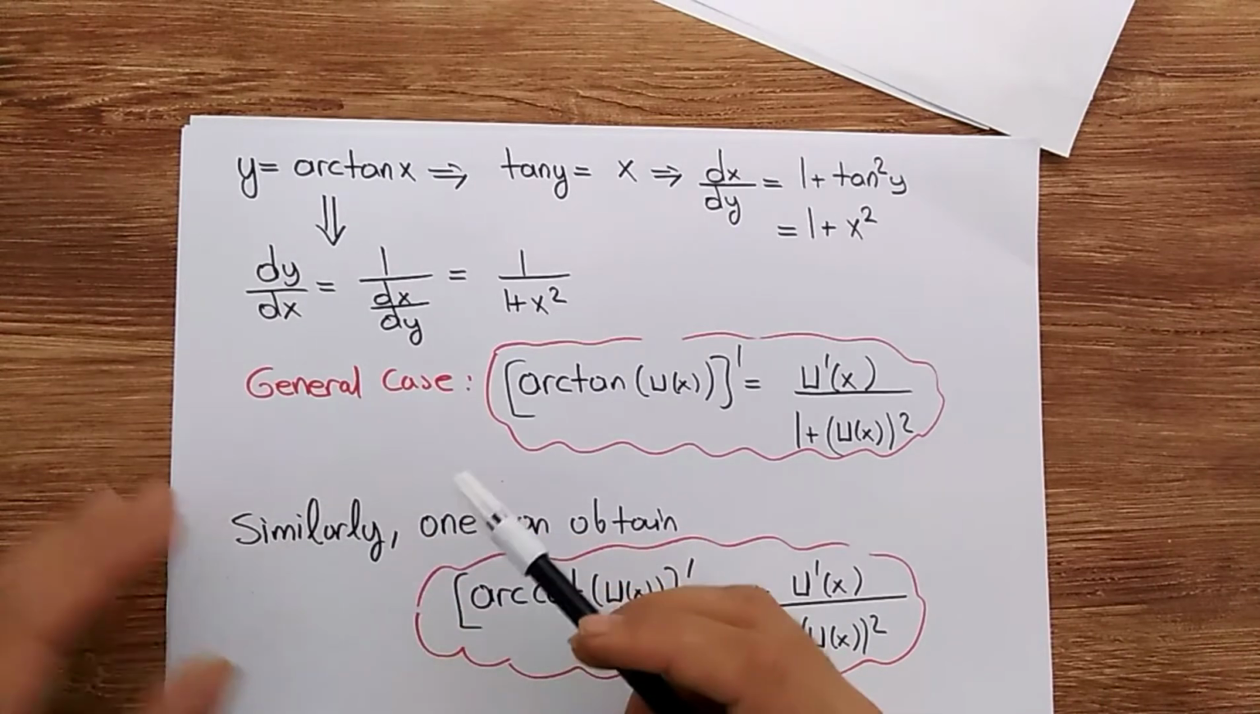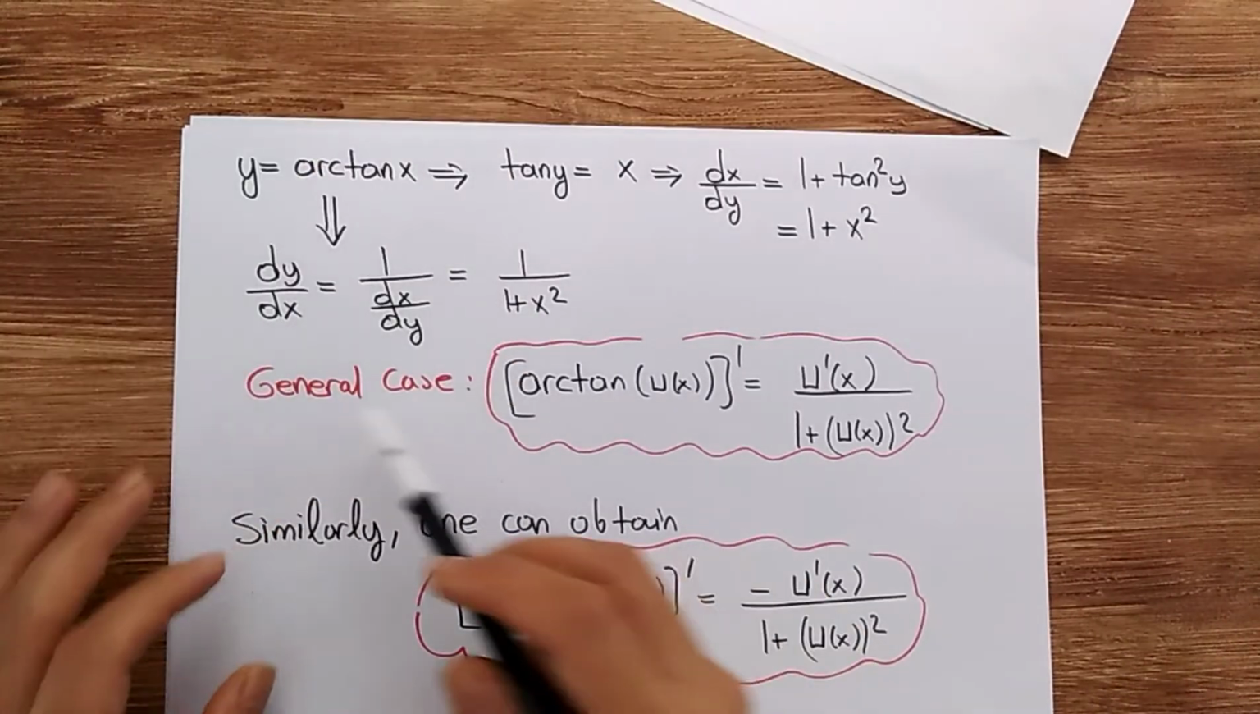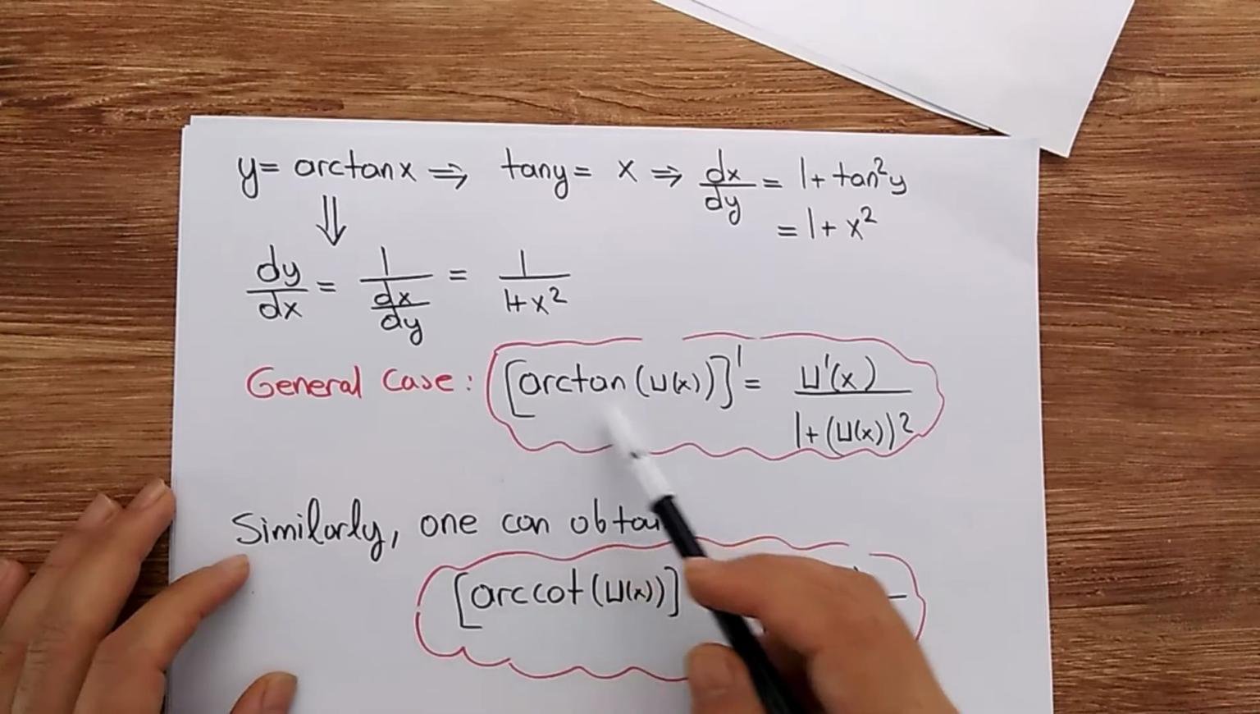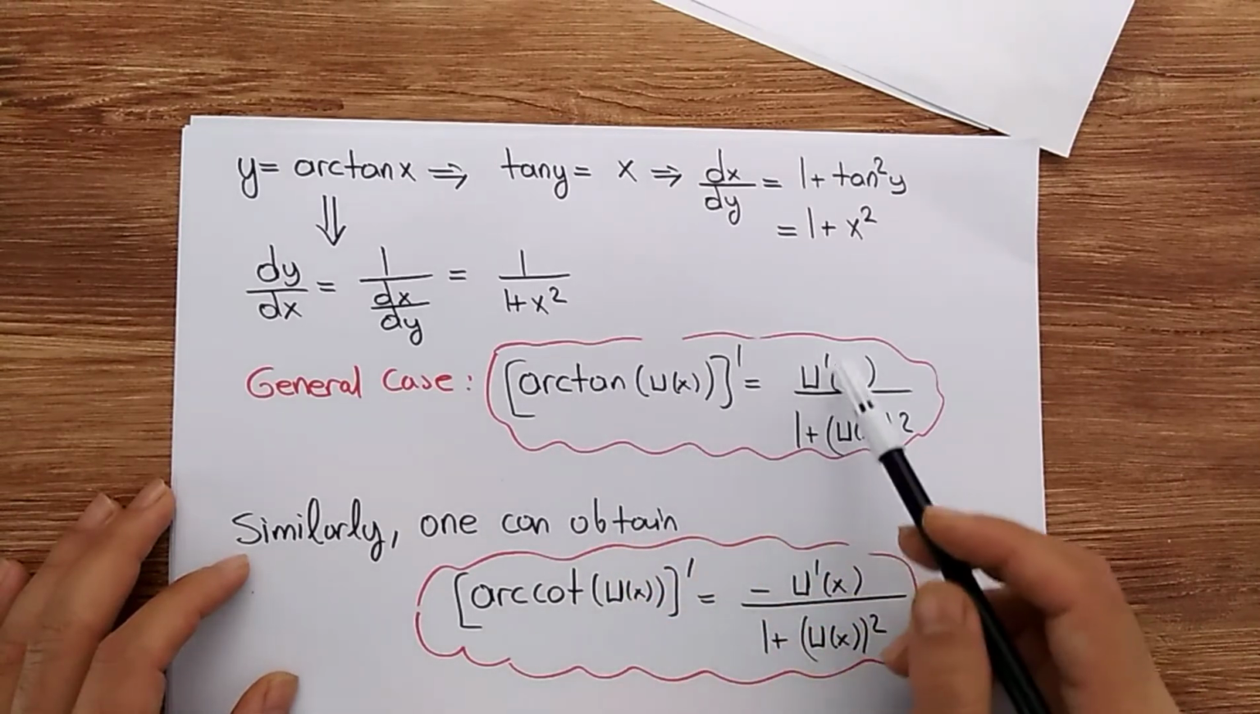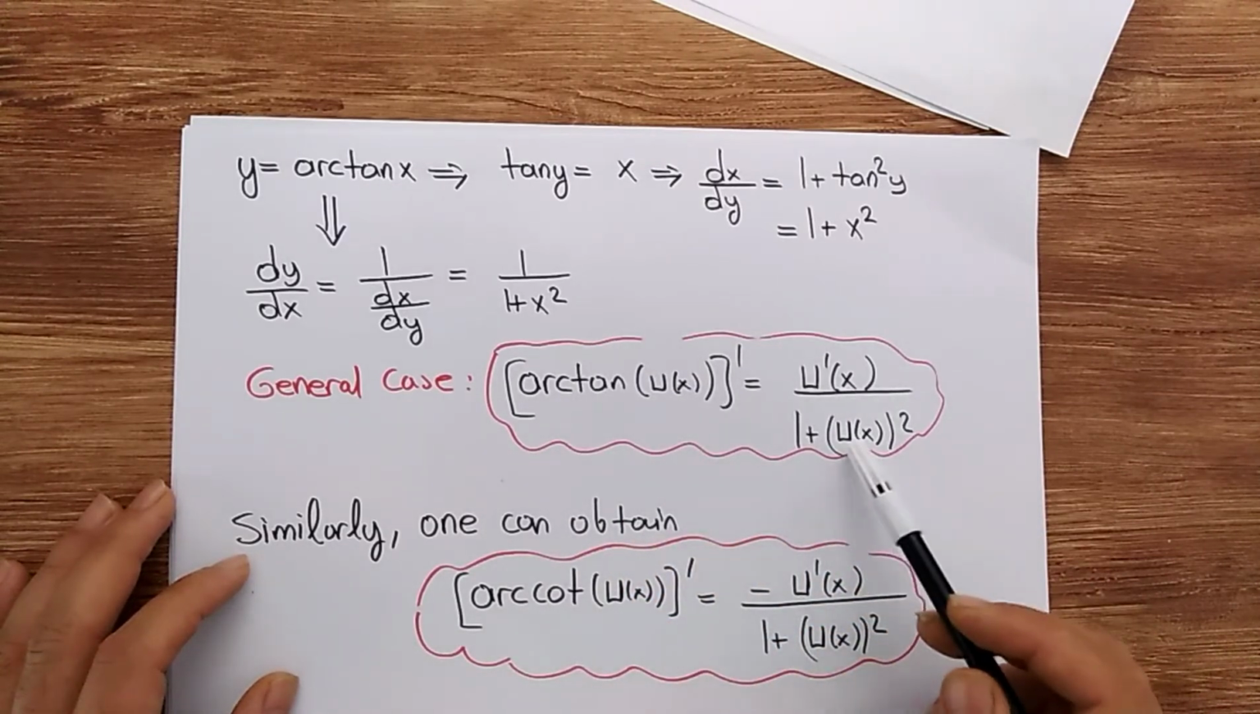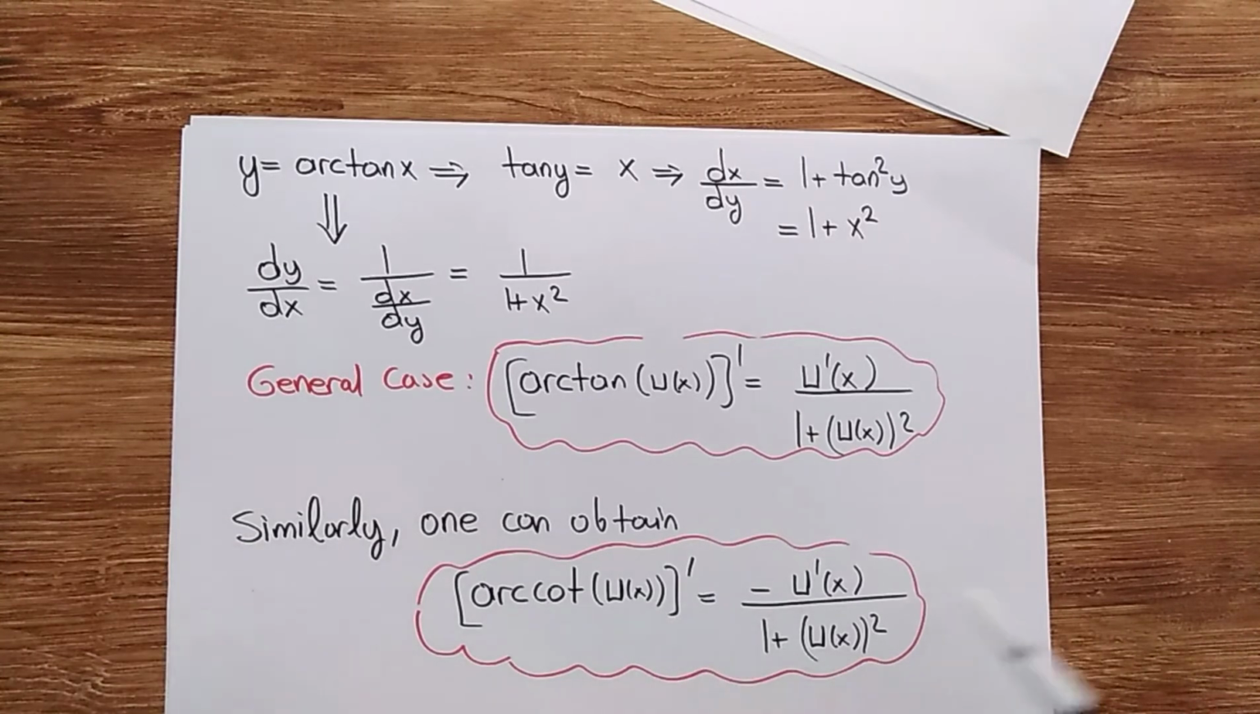So again, we can extend this situation to more general one. Derivative of this composition is u prime of x over 1 plus u squared. Similarly, we can obtain derivative of arc cotangent u of x as minus u prime of x over 1 plus u squared.